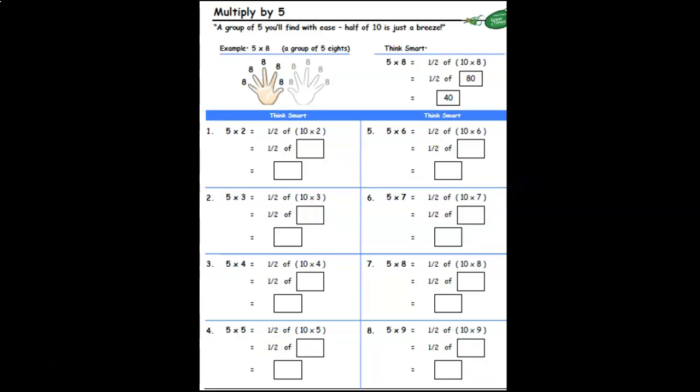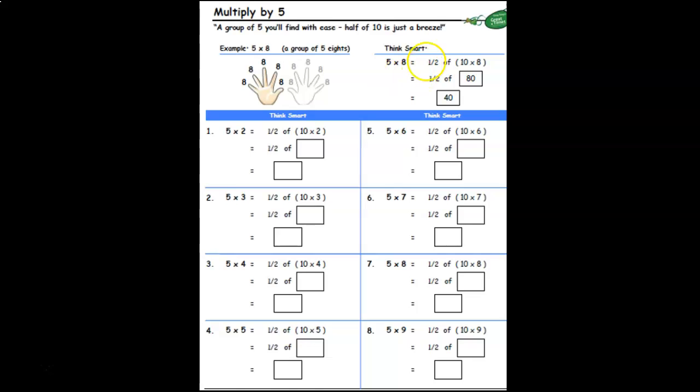Okay. We're going to think smarter, not harder. And 5 times 8 is 5 groups of 8, or 5 8s. Okay. I'm going to think smarter because I know that I can also count by 5 8 times. So I would also think, I know my 10s. We did that yesterday. And 5 is half of 10. So your answer for 5 times 8 is just half of 10 times 8.